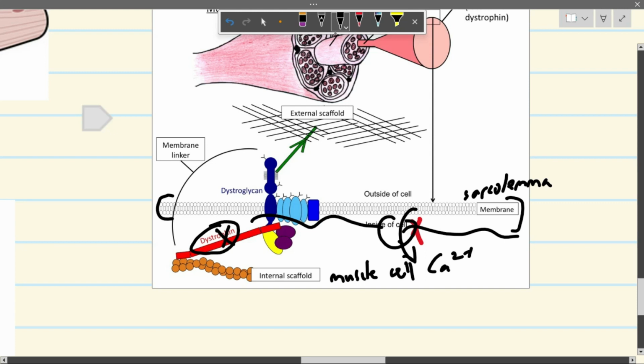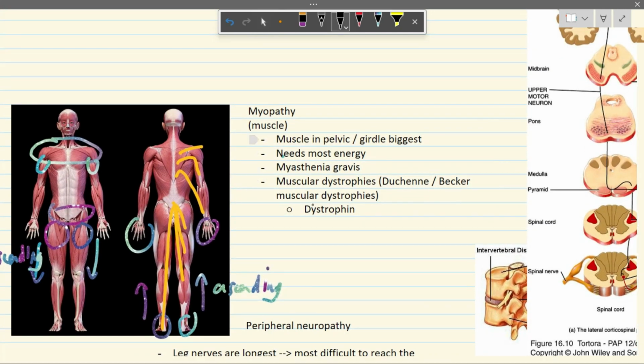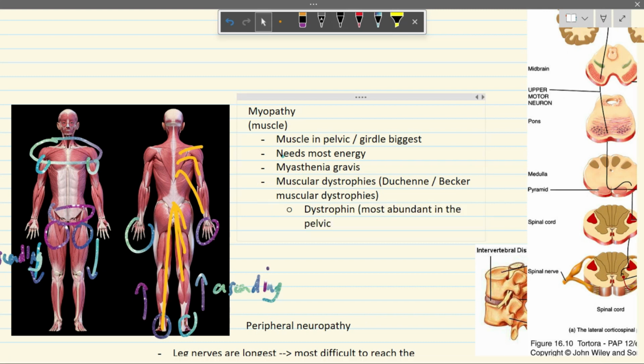And then when the muscle cells are damaged, they release creatine kinase. The calcium that enters the cells can cause apoptosis of the muscle. Again, the muscles in the pelvic region, the largest muscles, are going to be affected first, because dystrophin is most abundant in the pelvic region and the largest muscles.